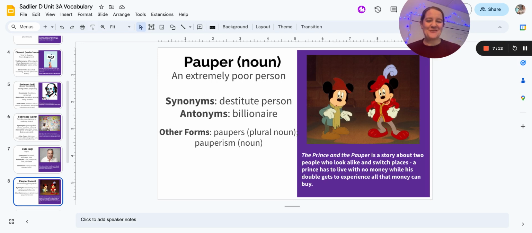And that picture is from a Disney version of a story that my sentence is about. The Prince and the Pauper is a story about two people who look alike and switch places. A prince has to live with no money while his double gets to experience all that money can buy. So that was the Mickey Mouse version of the Prince. That's on the right, and the Pauper on the left.